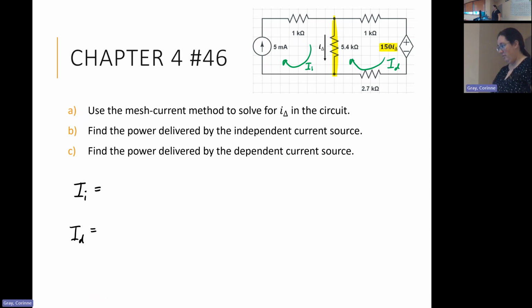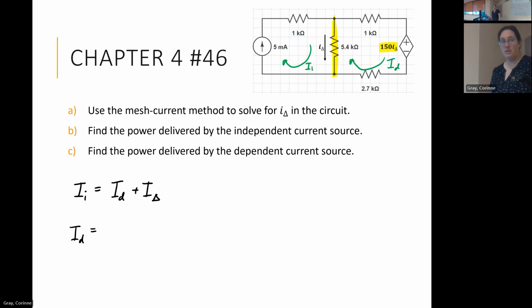Okay, so the current on the left is equal to ID plus I delta. Because if we think about it in terms of looking at one of the junctions, I have 2 in equals 1 out. So in this case, II is equal to ID plus I delta.